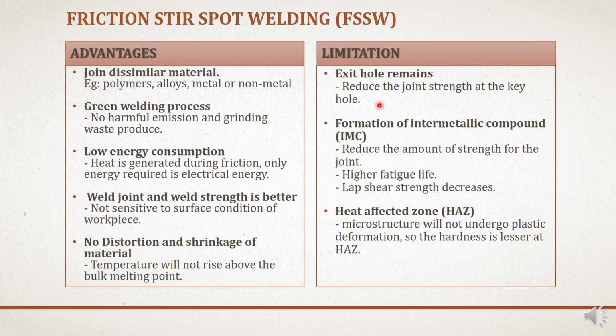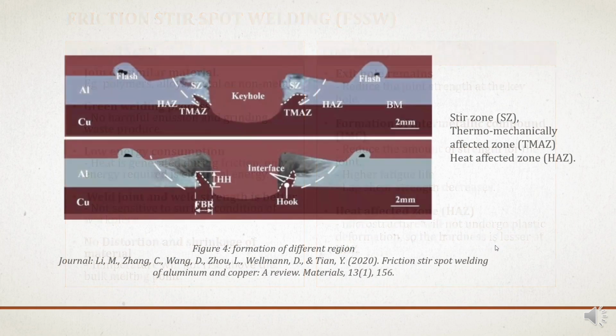Limitations: first, a keyhole remains. This will reduce the joint strength at the keyhole. Second, there is also formation of intermetallic compound. This will reduce the strength of the joint, and the fatigue life and lap shear strength decrease. The third one is the heat affected zone. This heat affected zone is near the stirring zone, where the microstructure does not undergo plastic deformation, so the hardness at the heat affected zone is lower. As you can see in this figure, this is the heat affected zone and this is the stirring zone. This is the keyhole. This hook is the annulus that occurred at the distal zone.